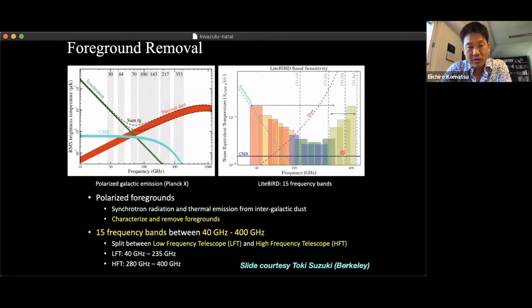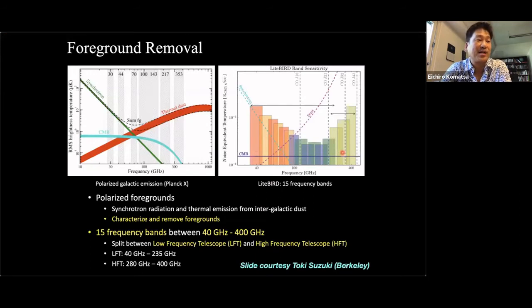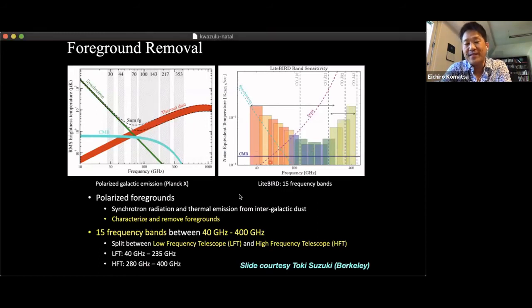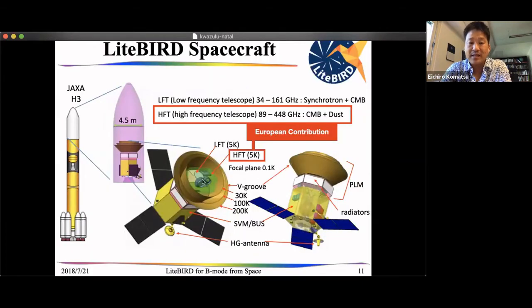From ground, you can't really have so many bands because of atmospheric absorption. But from space, we don't have that restriction. So we have 15 bands to remove foreground. But 15 bands is very many, covering a factor of more than 10 in wavelengths. So we split wavelengths into 2 telescopes, actually 3. We have a low frequency telescope, we have a high frequency telescope. The high frequency telescope is also split into 2.